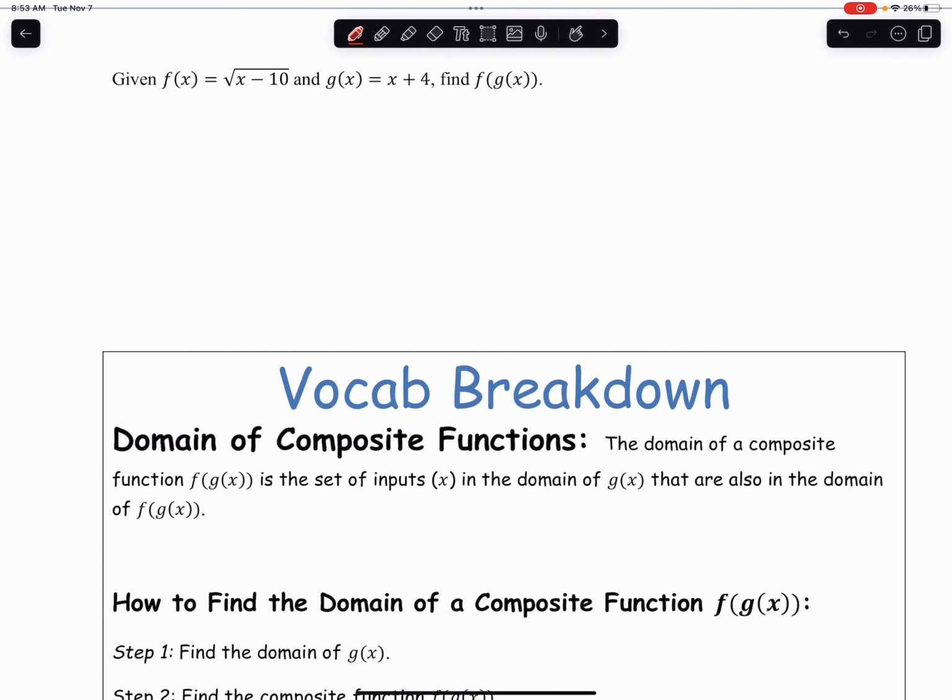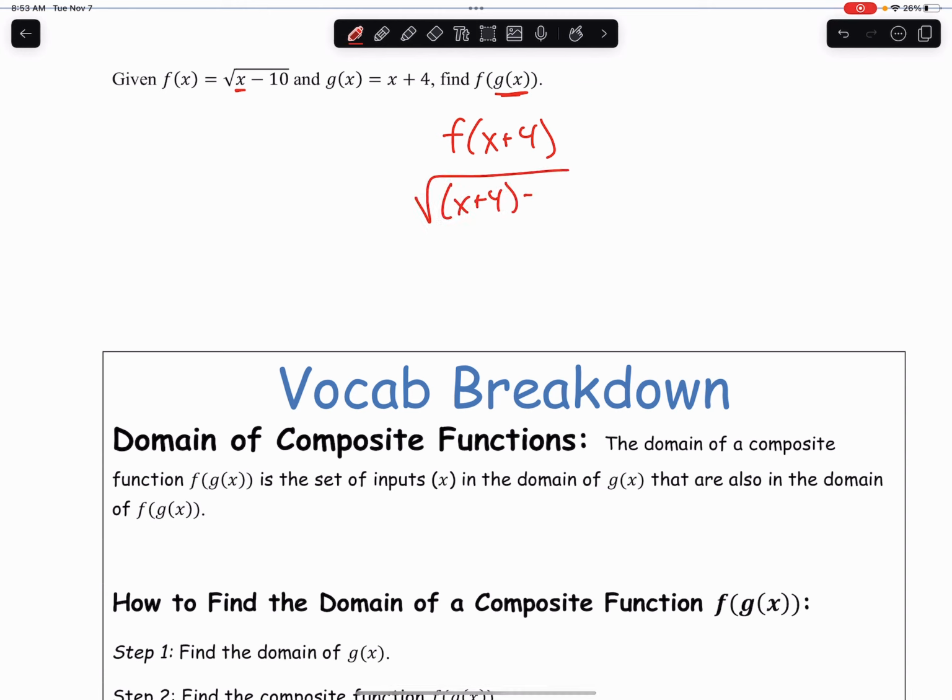So given that f of x is radical x minus 10, g of x is x plus 4, find f of g of x. So remember, we work from the inside out. So g of x is x plus 4. So I now want to find f of x plus 4. So I plug x plus 4 in for x in f of x. So that would now be radical x plus 4.